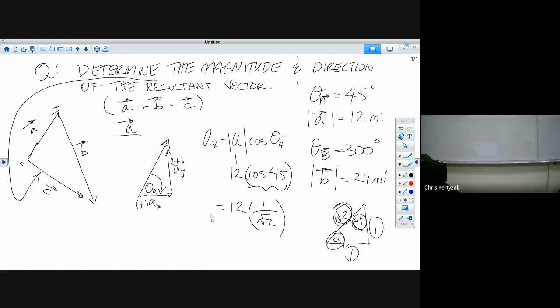So I'm getting 12 over root 2. I don't know what that is. To be honest, I don't really care right now. I just know that it's 12 over root 2, and I'm going to call that miles. It's a physical distance. We can turn it into a number. In fact, maybe I do care. Let's turn it into the number now. Why not? 12 divided by root 2.